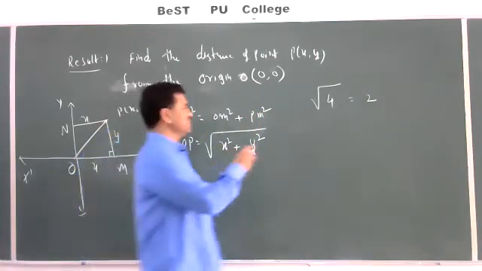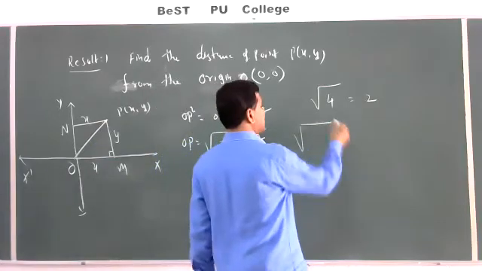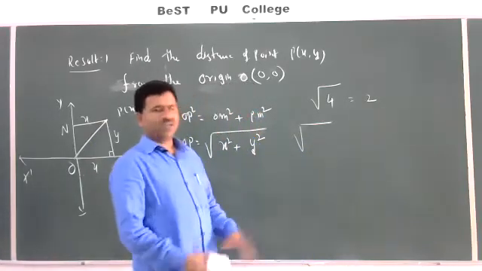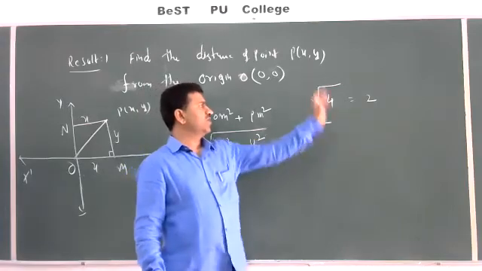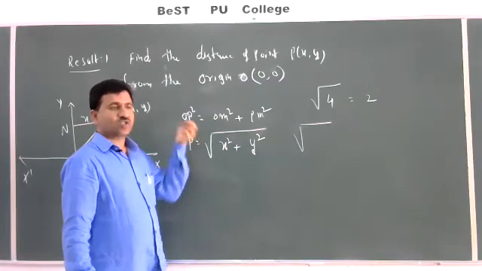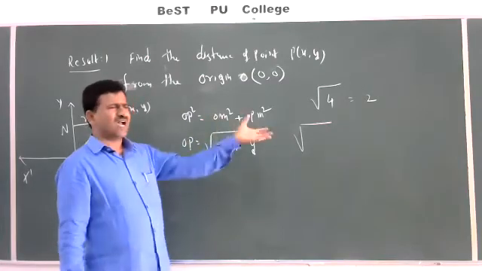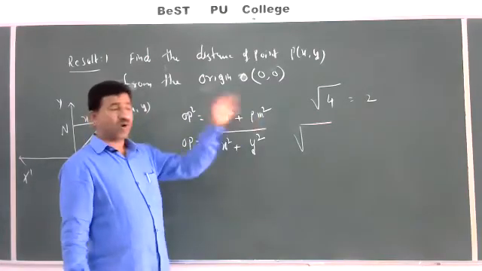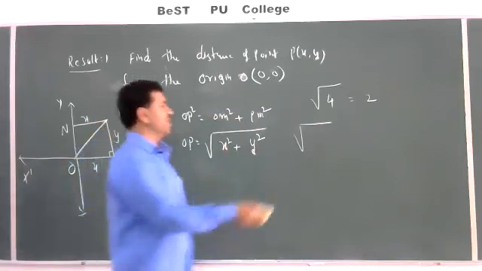Whenever you are using this symbol, many of you from lower classes, keep in your mind that you have to write the positive value. Distance is always a positive value. Square root of 4, square root of 9, square root of 25, you have to write the positive value. Keep that in your mind.